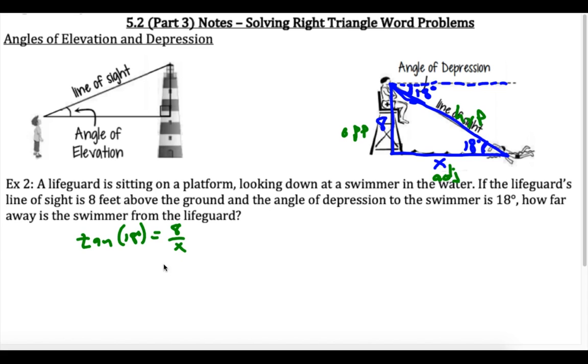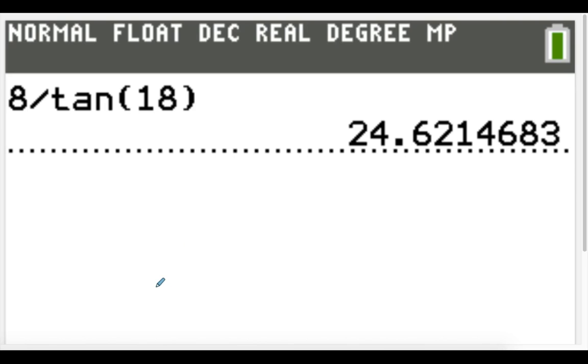Then remember, for ones like this, where the variable is in the denominator, I would need to multiply the x over, divide by tangent of 18, and we'll get x equals 8 over the tangent of 18 degrees. And that we can put into the calculator.